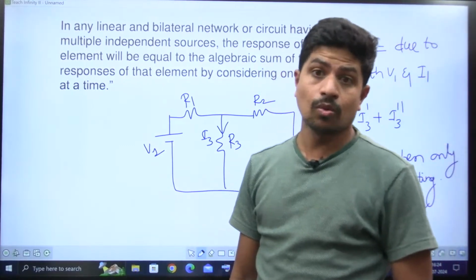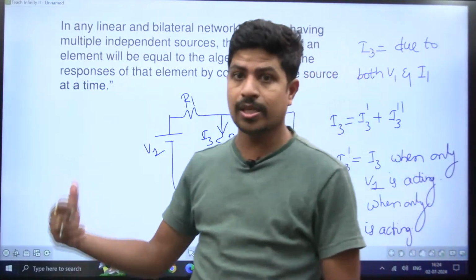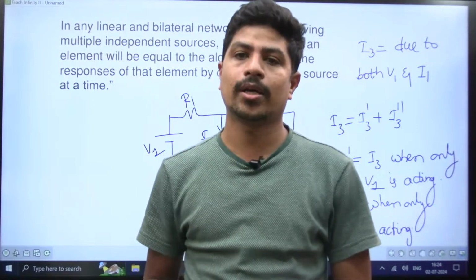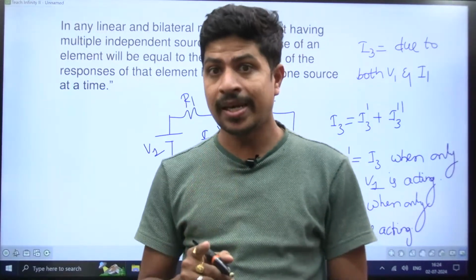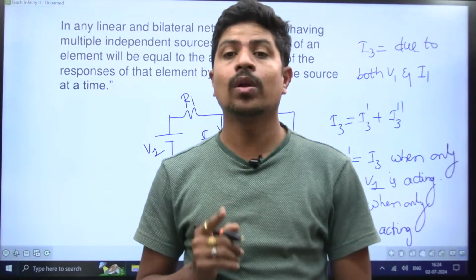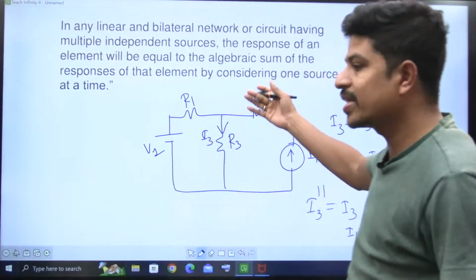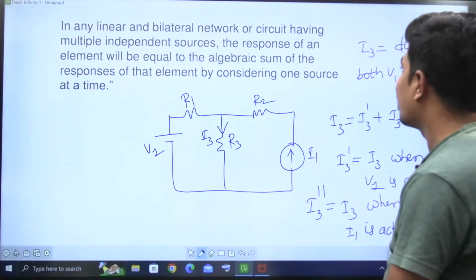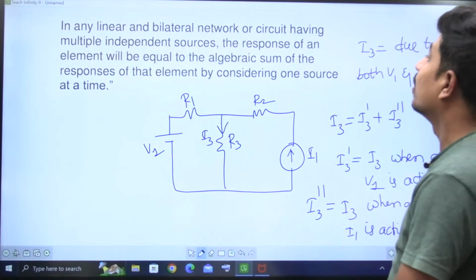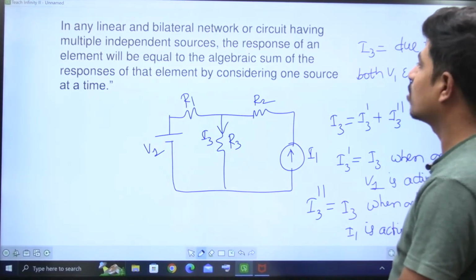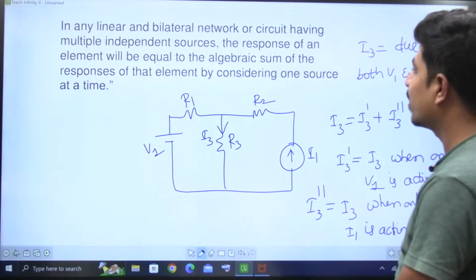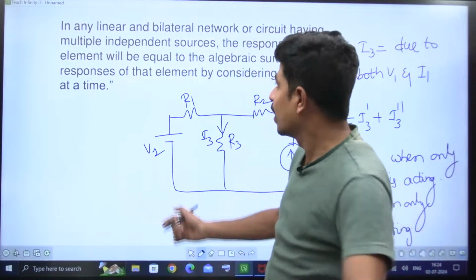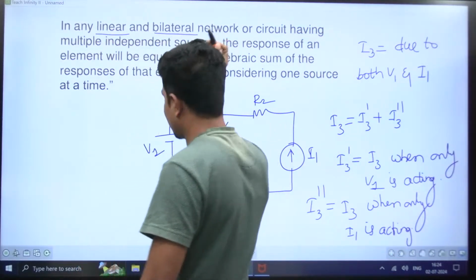See, there are many things to learn from the statement. Learn the statement carefully. I have taken the statement so as not to waste our time. That is, in any linear bilateral network. Yes, the network must be linear. Superposition theorem is applicable only for linear networks, right? Let's read the statement. In any linear and bilateral network or circuit having multiple independent sources, the response of an element will be equal to the algebraic sum of the responses of that element by considering one source at a time. Beautiful statement. But the network must be linear and bilateral.